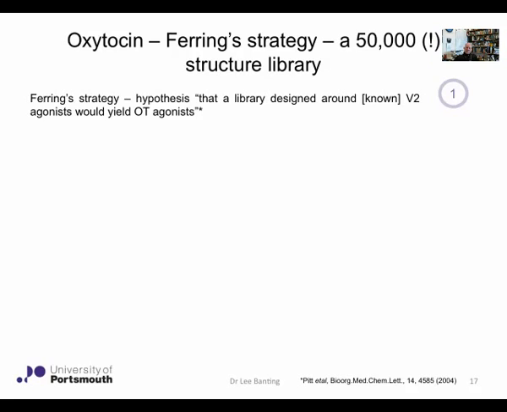So the Ferring strategy, their hypothesis, was that a library designed around known V2 agonists could yield O2 agonists. And in general terms, this sort of highlights the libraries that they put together, although we will see there's deviations from these. But the linkage between the central aromatic carboxylic acid, which was the second structure to appear, and the possibly cyclic amine that's shown in red. So the red colour coding is meant to show the fragments going together.